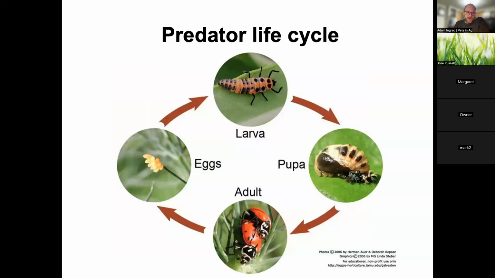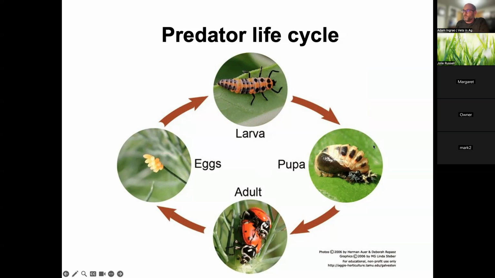So this second strategy for life cycles for predators is complete metamorphosis, or holometaboly is what we would call that. This also starts in the egg stage, but the larval stages, you notice that I'm using the term larva instead of nymph. The larval stage of a predator that uses this life cycle is going to look very different than the adult stage. In the example here, this is a convergent lady beetle. This is our native lady beetle in the United States. This is the larval stage, and that's the adult stage.